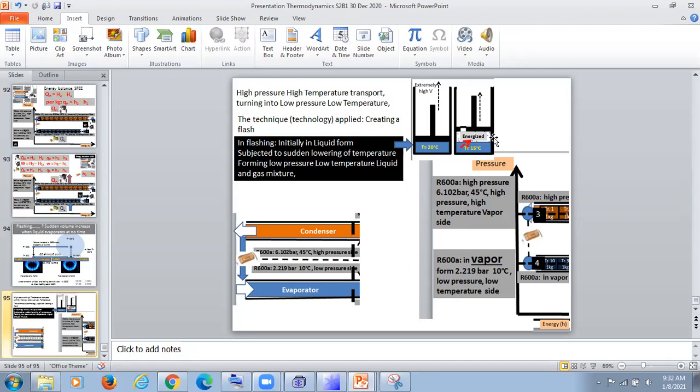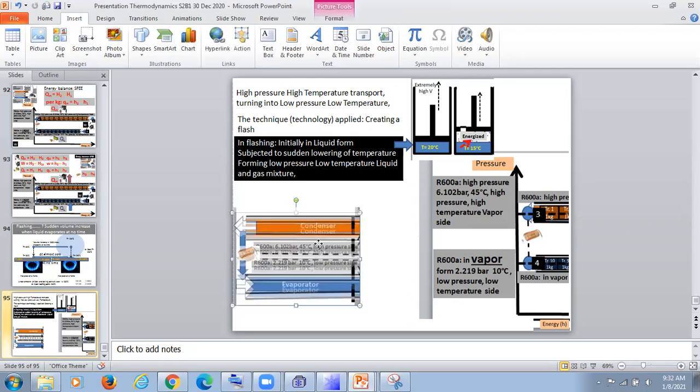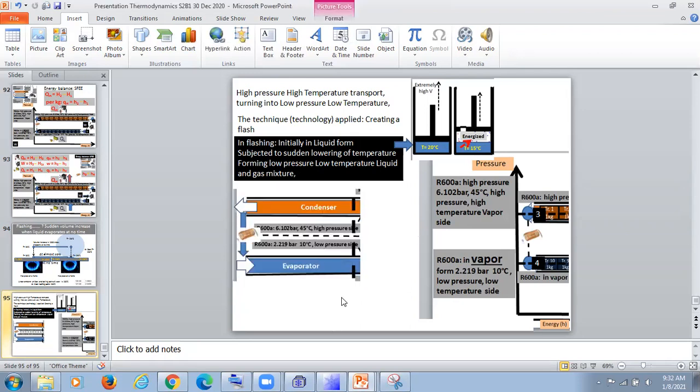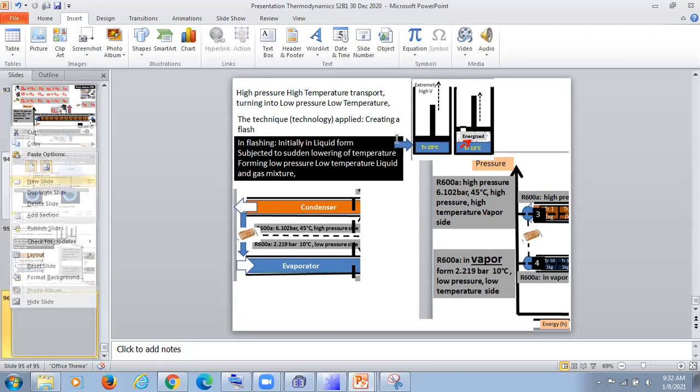Okay, so this is the strategy. And for this strategy, there are two components functioning. So let me go for a new slide.